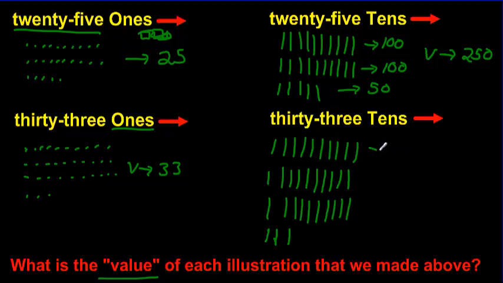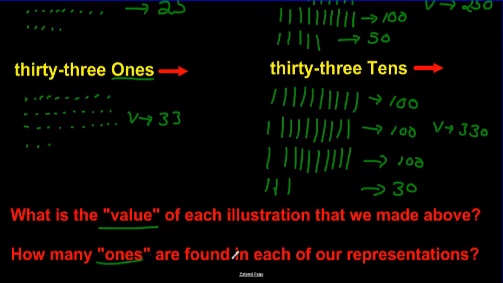Well, the value over here is 100. The value of these here is another 100. Because I've got 10 of them. The value of these 10 tens is another 100. And the value of these 3, well, there's only 3 of them. So that's just 10, 20, 30. Add it all up, you got 100, 200, 330. So the value is 330.